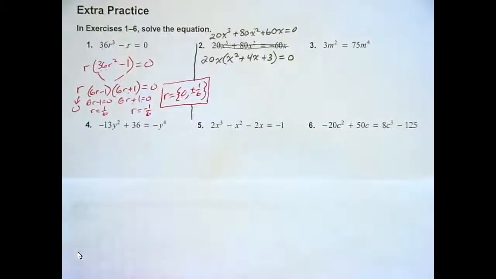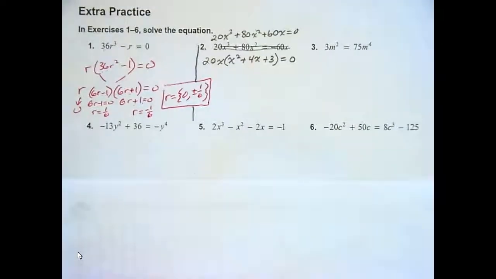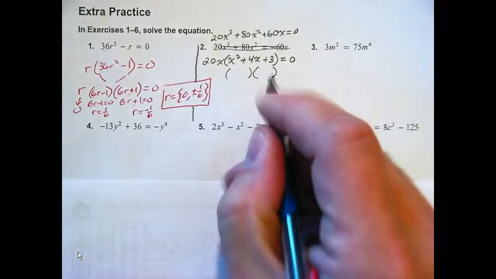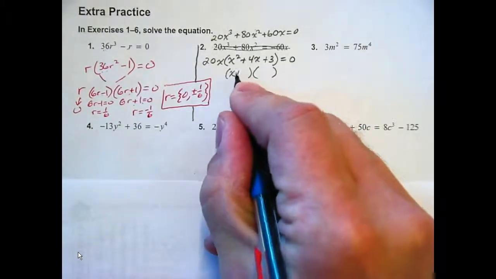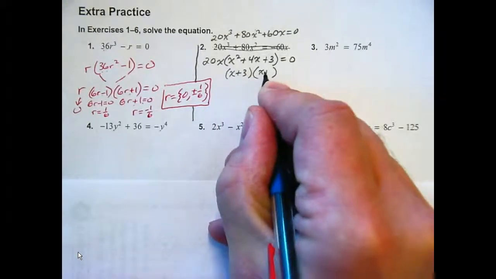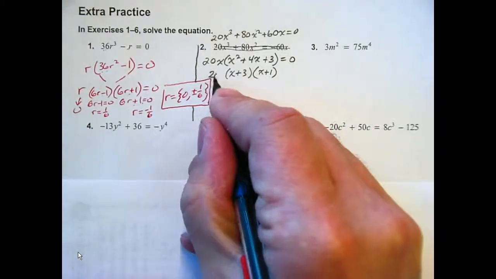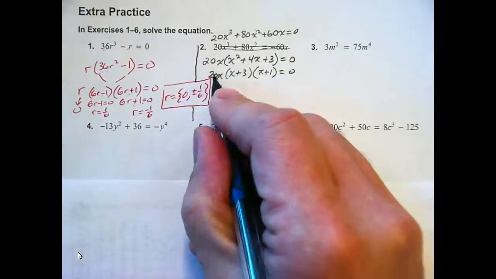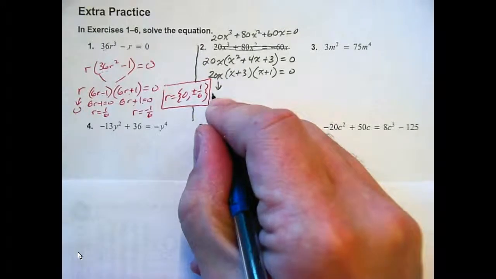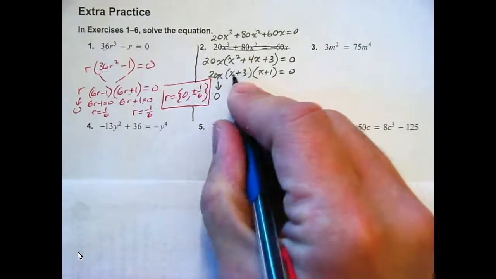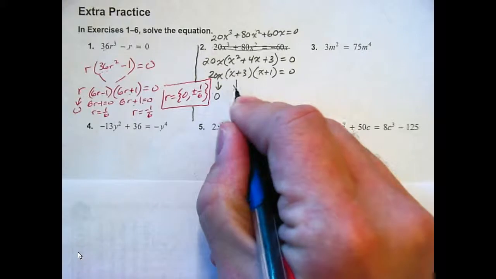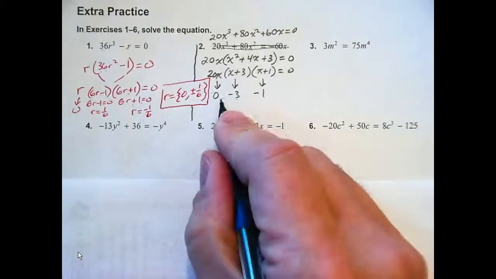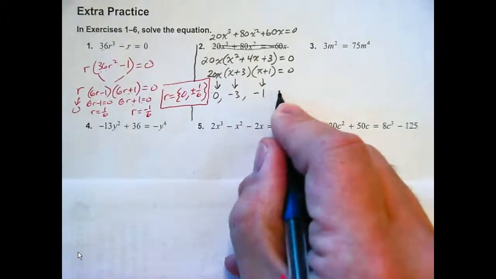How many made it that far? You're good. This part, can I factor it? Yeah. It becomes x plus 3 and x plus 1. And then I have my 20x. This 20 times what is 0? 0. What plus 3 is 0? Negative 3. And what plus 1 is 0? Negative 1. So x equals that.